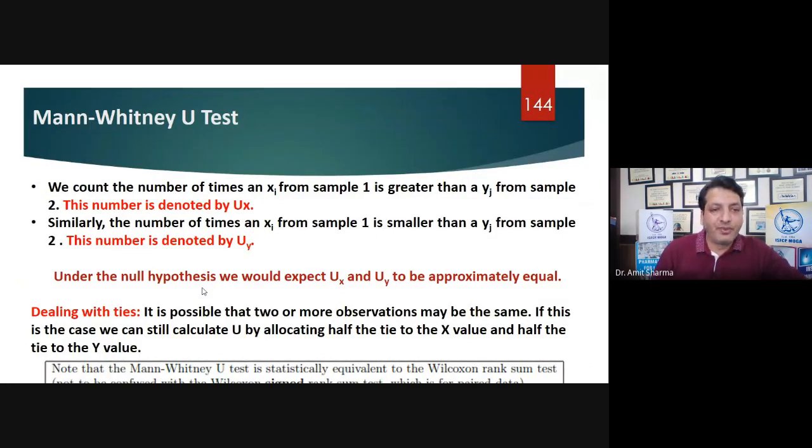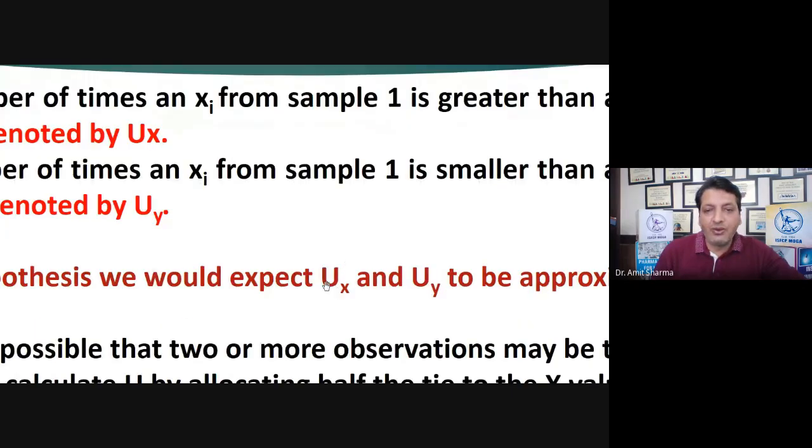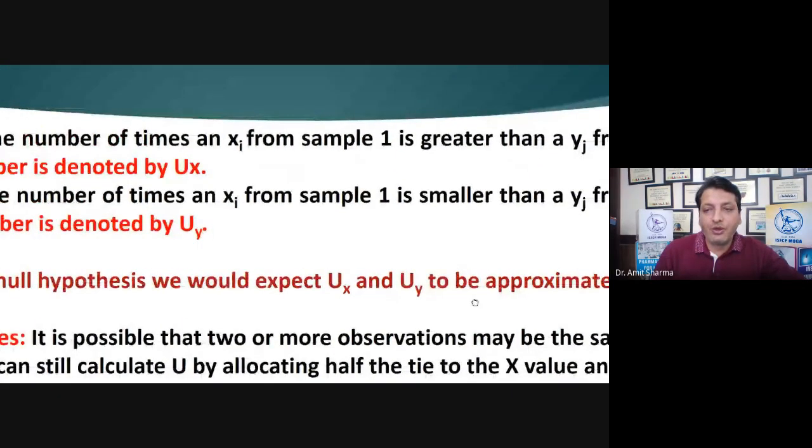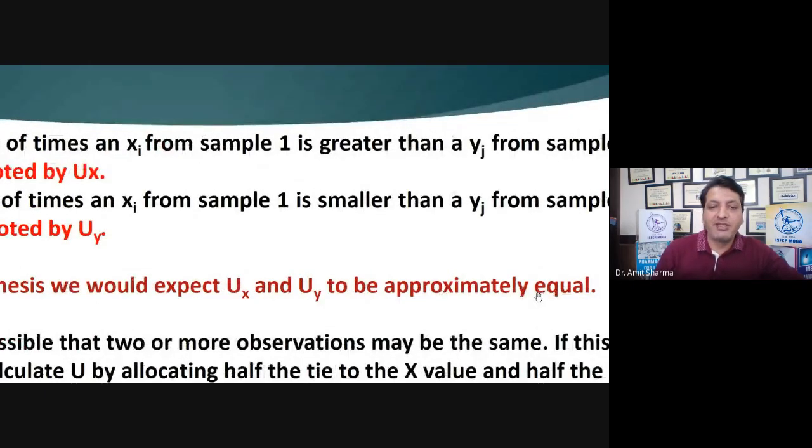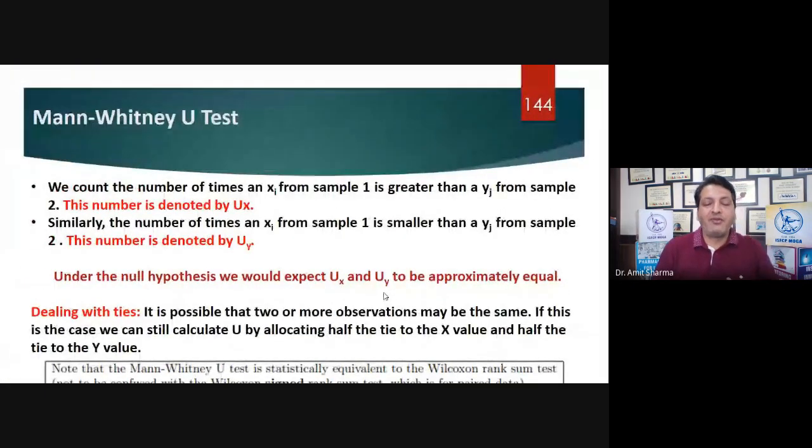Here, under the null hypothesis, we expect that U is the sign for the Mann-Whitney U, Ux and Uy, to be approximately equal. That means whenever we have justified our hypothesis, we assume that the waiting time of both the units of the hospital, either medical or surgical, is equal. And when you end up with the test, you will be able to find out that there is a difference in the median time of both the units of the hospital.